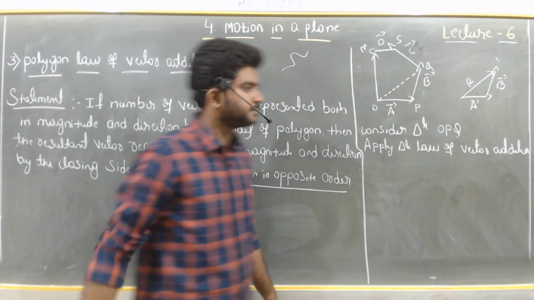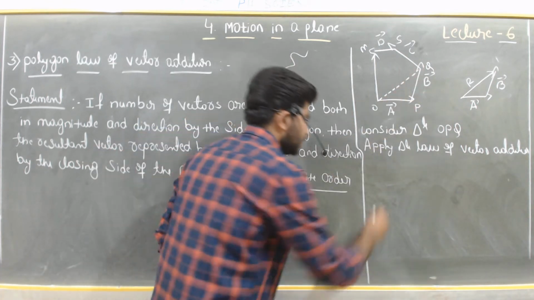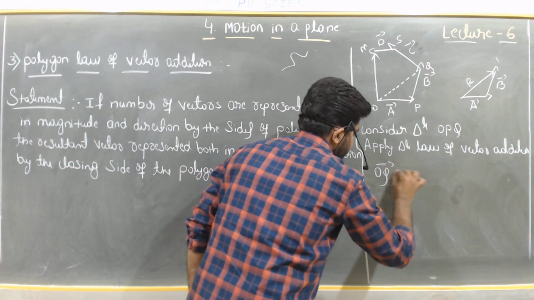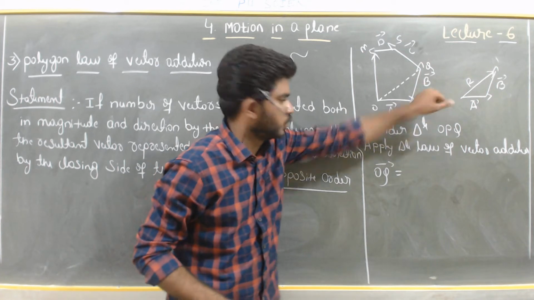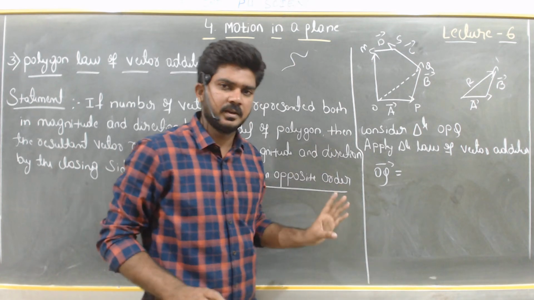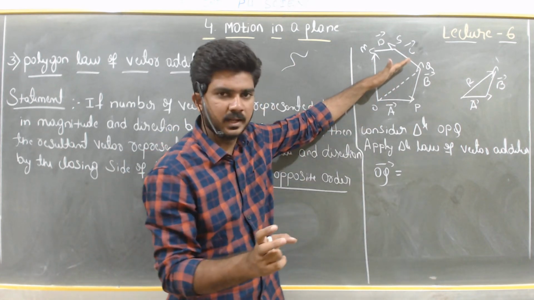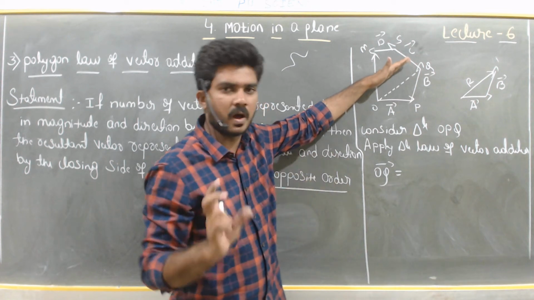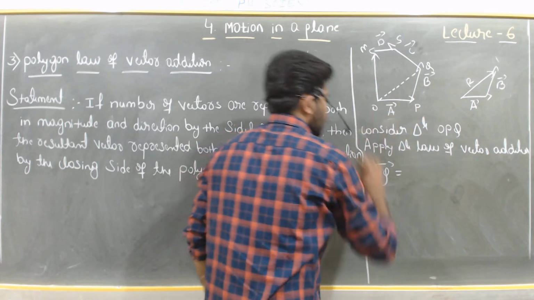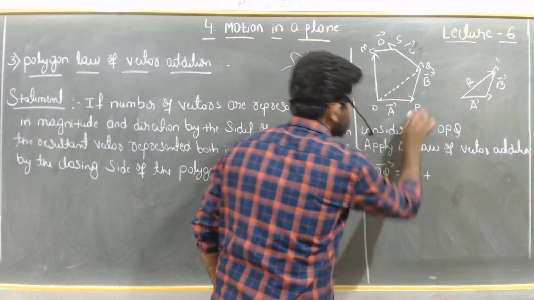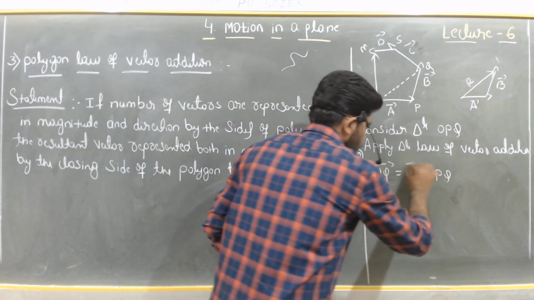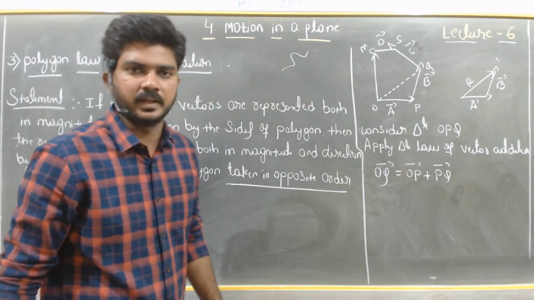See what it says. The resultant vector, or resultant side, is OQ. Vector OQ is equal to the sum of two sides. See, we have already done this in the triangle of vector addition. The same thing I am applying here, just with one triangle. According to that law, the resultant vector OQ is equal to OP plus PQ. OQ vector is equal to OP vector plus PQ vector.